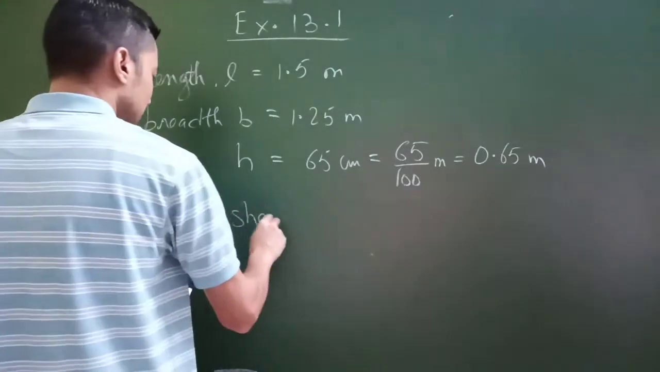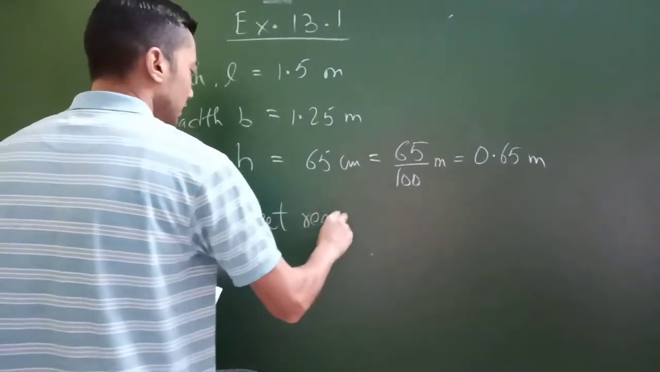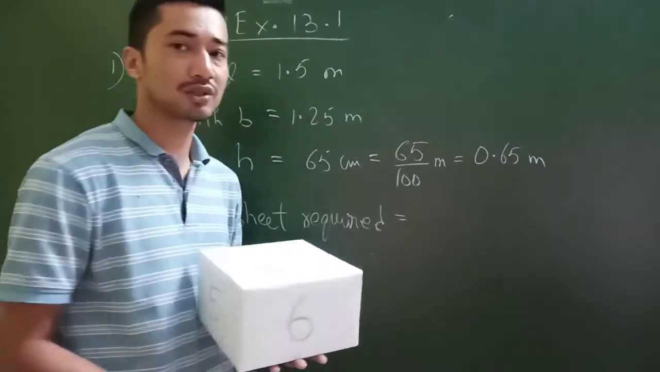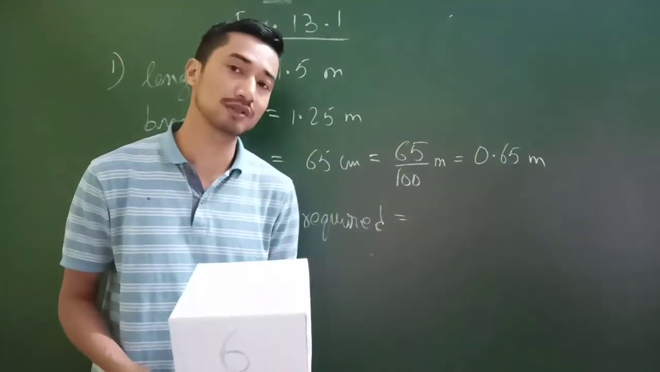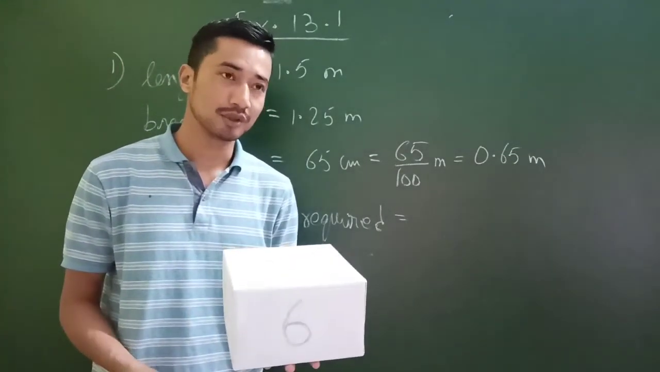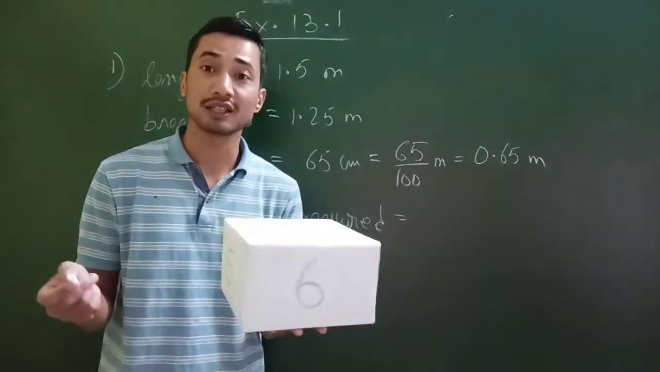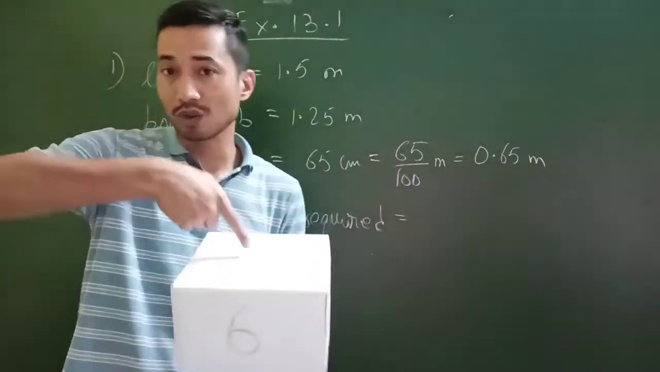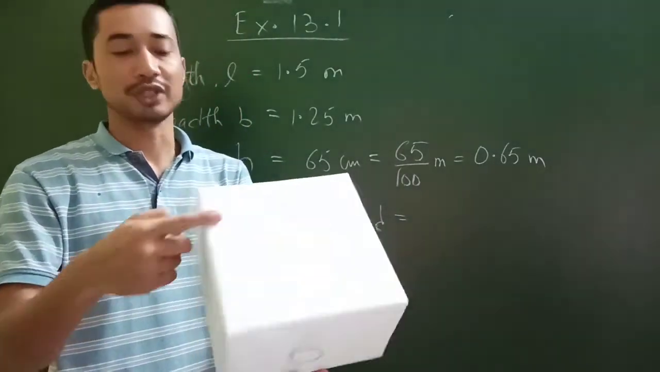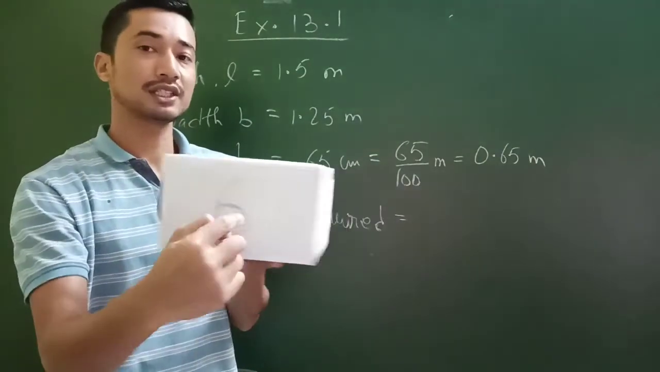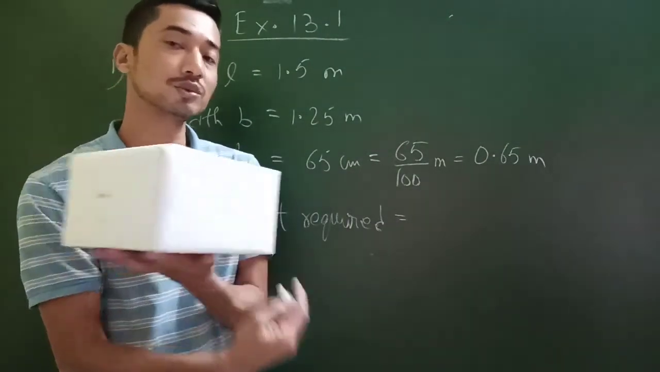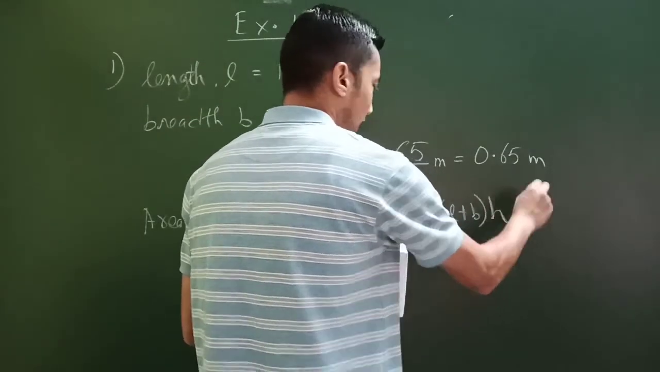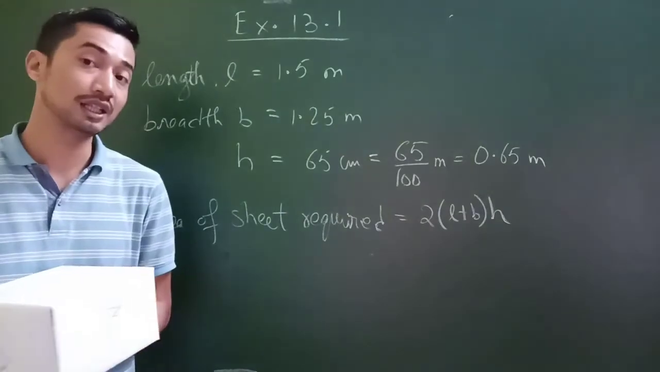Area of sheet required. This is like the area of the four walls of a room. If we use that concept, it becomes easier. Because adding is better for us than subtracting, which causes trouble, so we will use that concept. Here the top is open. The formula for the area of four walls of a room is twice of (L plus B) into H.